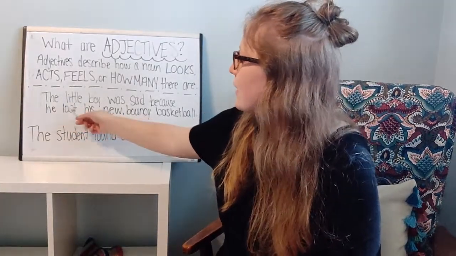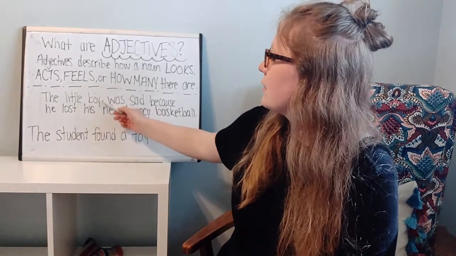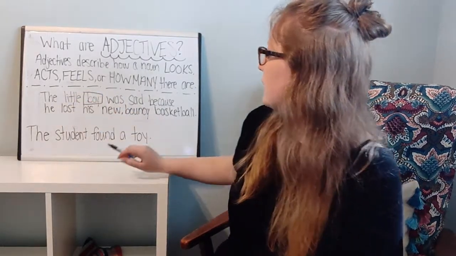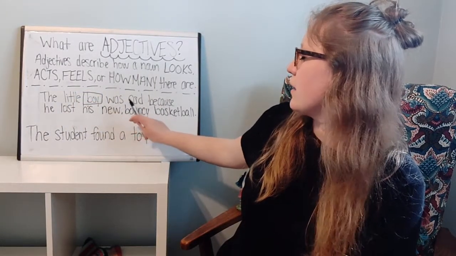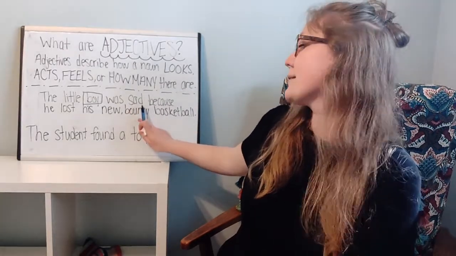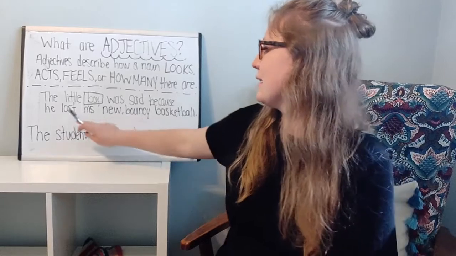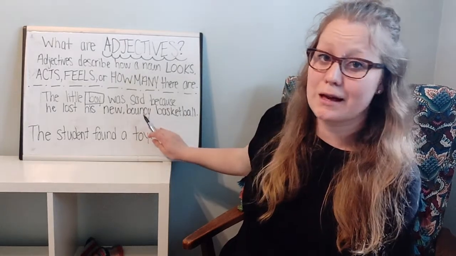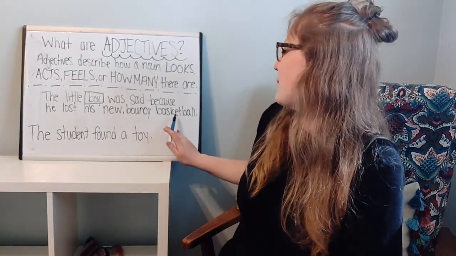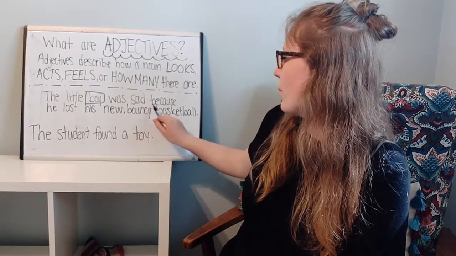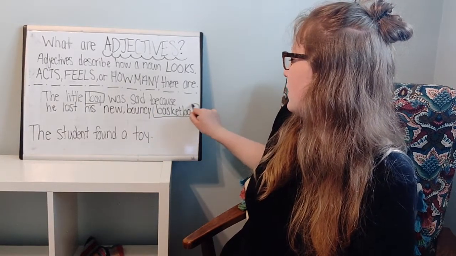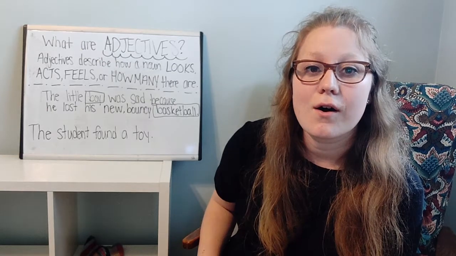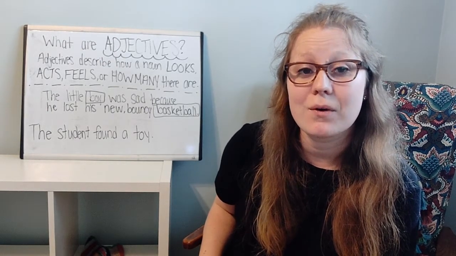The, not a person, place, or thing. Little, not a person, place, or thing. Boy is a person, so this is our noun. This is our noun right here. Was, not a person, place, or thing. Sad, not a person, place, or thing. Because he lost his new bouncy, all of those not people, places, or things, basketball. We've got one more noun here, the basketball.